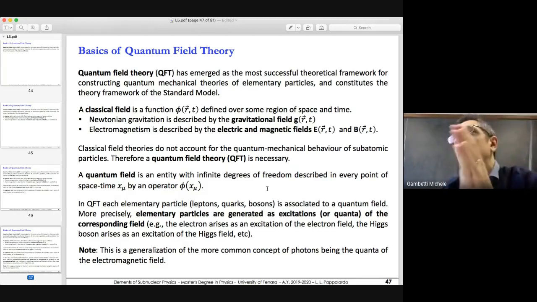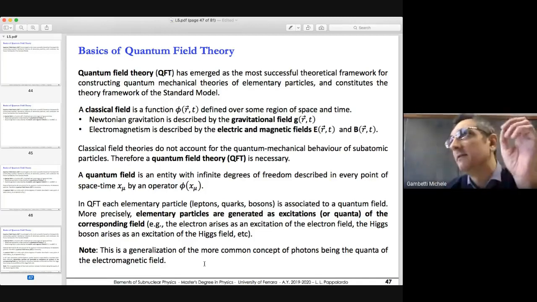Now, in quantum field theory, each elementary particle, either leptons, quarks, or bosons, is associated to a quantum field. More precisely, elementary particles are generated as excitations of the corresponding field, or as quanta of the corresponding field. For instance, the electron, the particle, arises as an excitation of the electron field, the Higgs boson arises as an excitation of the Higgs field, and so on. This applies to all elementary particles. And this is nothing else than a generalization of the more common concept that photons are the quanta of the electromagnetic field.